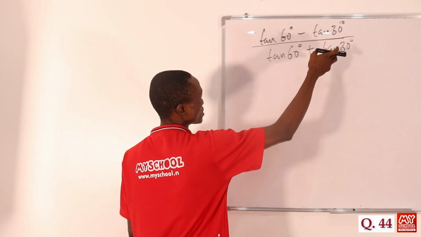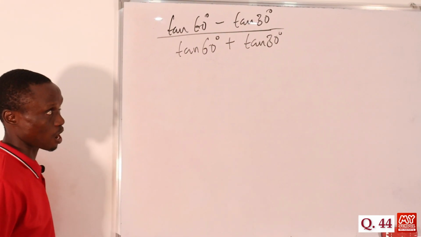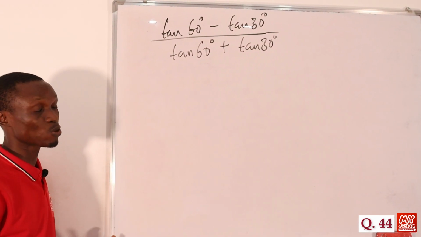Now remember that these 60 and 30 degrees, they are all special angles. So let's assume that we don't really know what their value is.